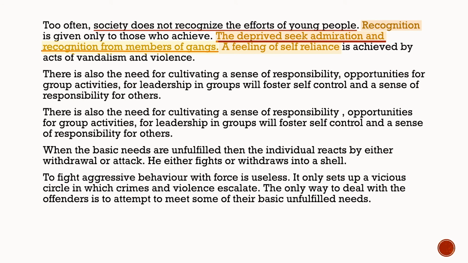So ultimately what you have here is that if we recognize the efforts of young people, and ensure that we point out the positive things they do, we give them credit and laud them for it, we can curb violence as well as vandalism. Then we look down to the rest of the paragraphs. We see the cultivating of the sense of responsibility, the issues of opportunities for group activities, for leadership in groups. All of these are reasons that the author is positing as possible ways of curbing violence and vandalism.